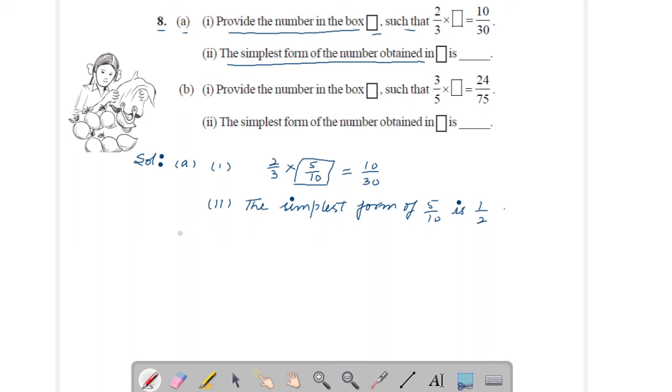Now come to B part. B first part. Provide the number in the box such that 3 upon 5 into box equal to 24 upon 75. Here write down 3 upon 5 into, here what will come in the box? It will be 8 upon 15, equal to 24 upon 75. Now come to the second part.